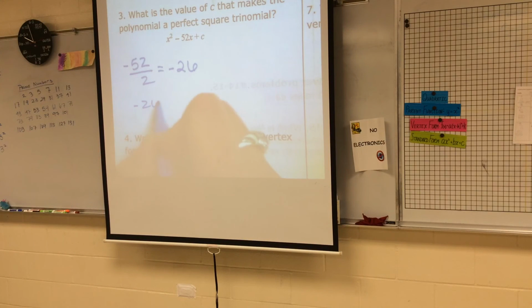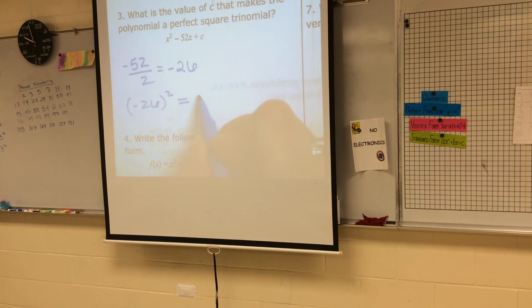So negative 26 times negative 26 is, well, is it going to be negative or positive? It's got to be positive, right? Because if we say a negative times a negative, we get a positive. And 26 times 26 is 676, right? So c equals 676.